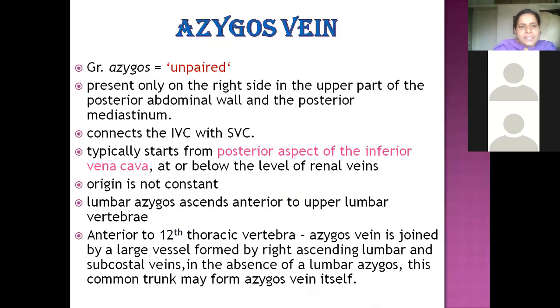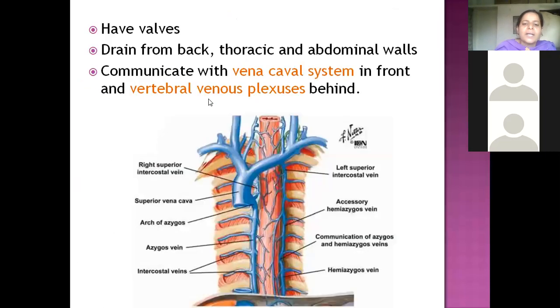See here, azygous system of veins means, these are the veins of the thoracic cage. These veins of the thoracic cage are draining differently on the right side and differently on the left side. The veins of the thoracic cage are called intercostal veins. Did you get this point at least, what I'm trying to tell? Yes, ma'am. This point is clear.